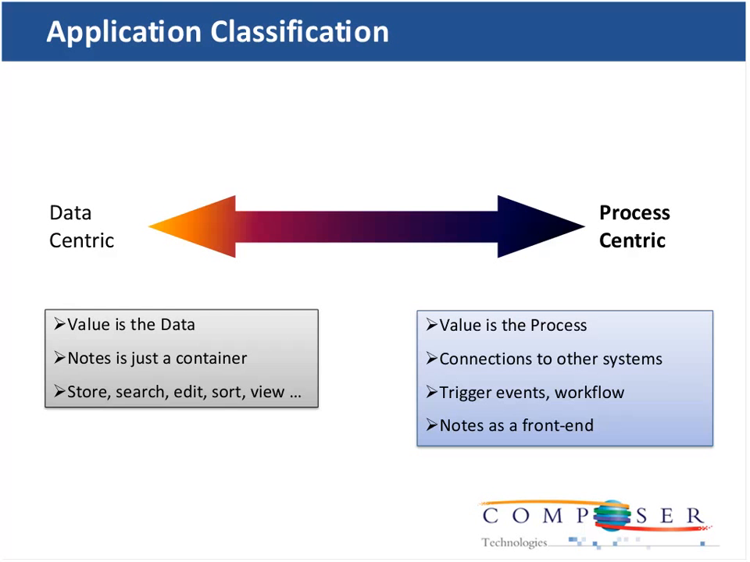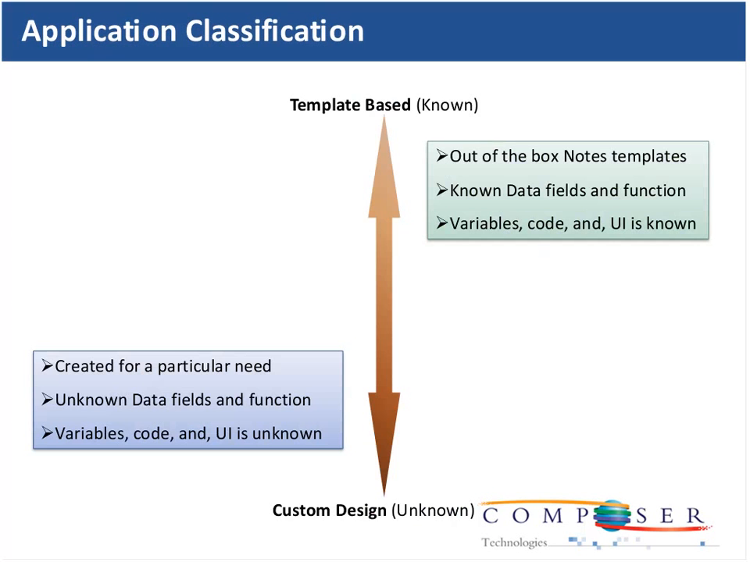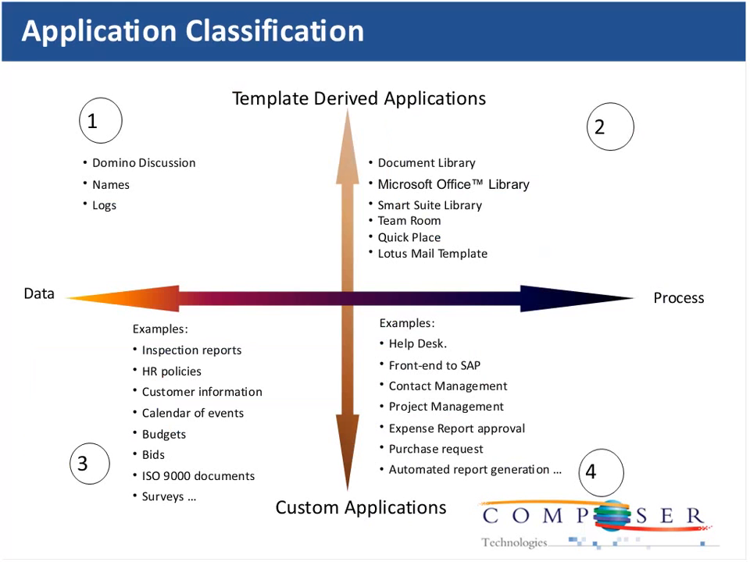Lotus Notes applications can be classified into 4 different types. There are applications which range from data-centric to process-centric, which we'll illustrate here on this horizontal axis. And then on the vertical axis, you can see applications that range from template-based to custom design-based. Now, when you combine the horizontal and vertical axes, you have Notes applications represented in the 4 quadrants above. The Composer Notes solution that we'll demo to you today is particularly well suited to the quadrant 4 applications, which are process and custom centric. And we'll take a look now at the key conversion factors for these quadrant 4 applications.